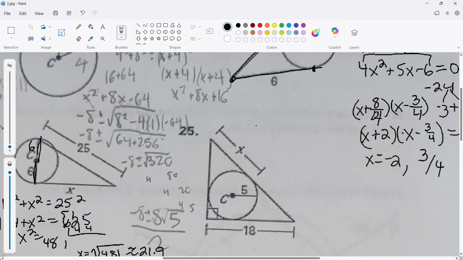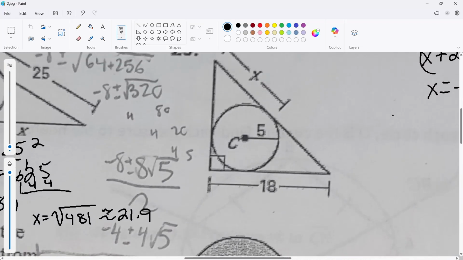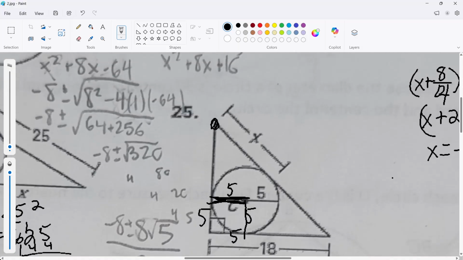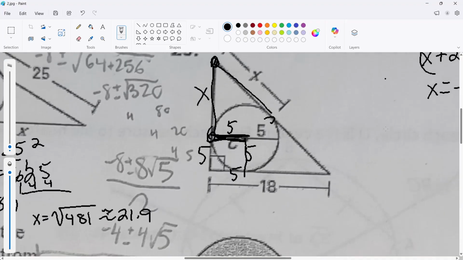Okay, here's another one. I have to find x. Well, let me show you this. If that's 5, that's 5, that's 5, and that's 5. So that's a square. So let's see. I know that when I have an external point and I draw 2 lines that are tangent to the circle, those are equal, so that's also x. And then that's 5. That whole thing is 18.